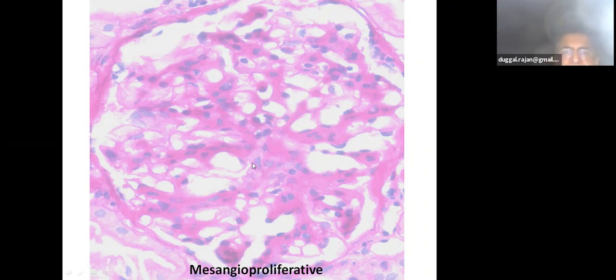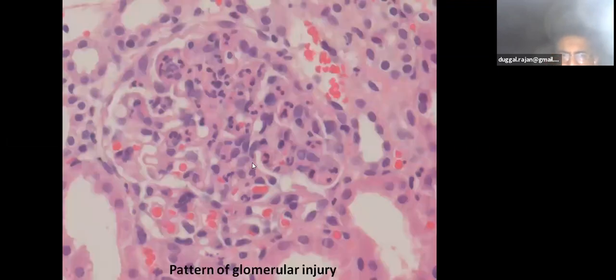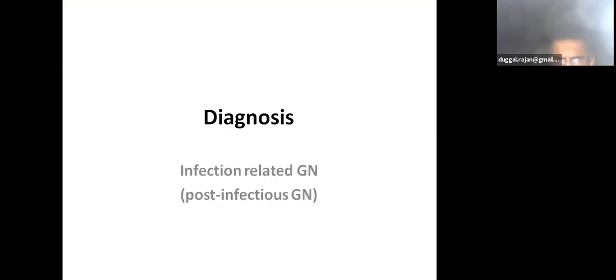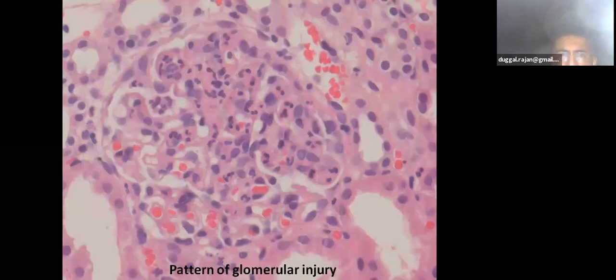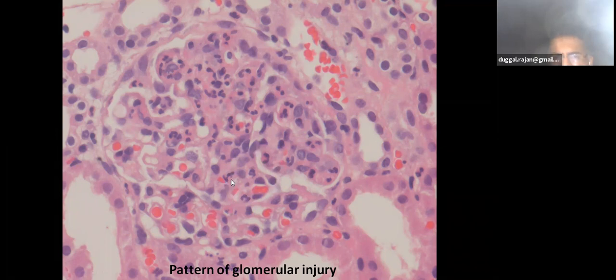So good. So we come to the next case now. So what is the pattern of glomerular injury in this case? Just look at the pattern of glomerular injury and see this is C3. I have already said that. But when you find this kind of morphology, it is called exudative glomerular morphology, when you see a lot of neutrophils in the glomerular capillary loops. So this kind of exudative glomerular morphology is seen in infection-related glomerulonephritis.